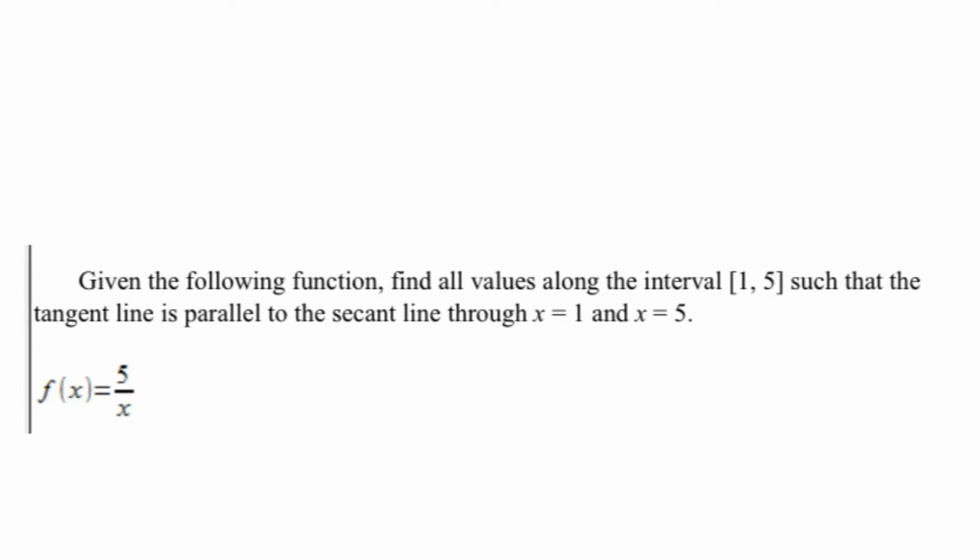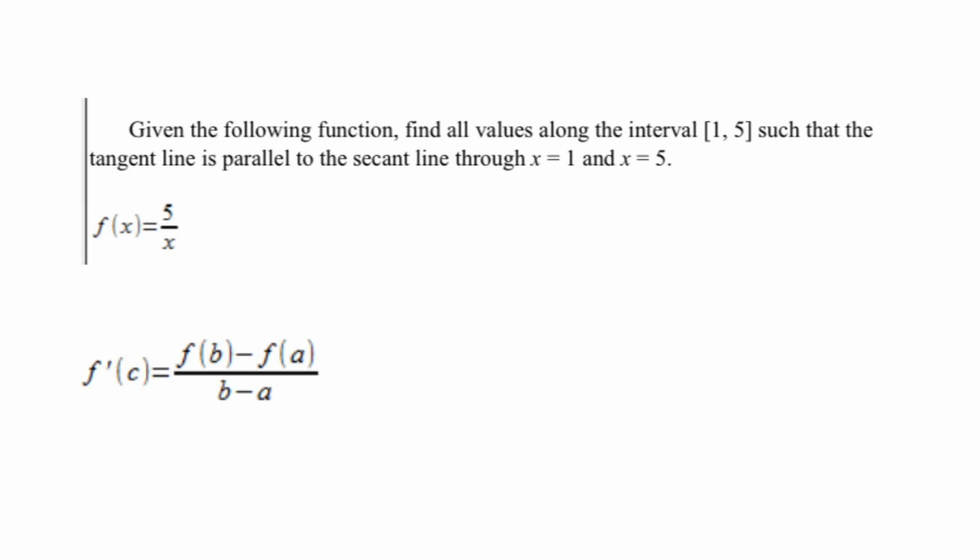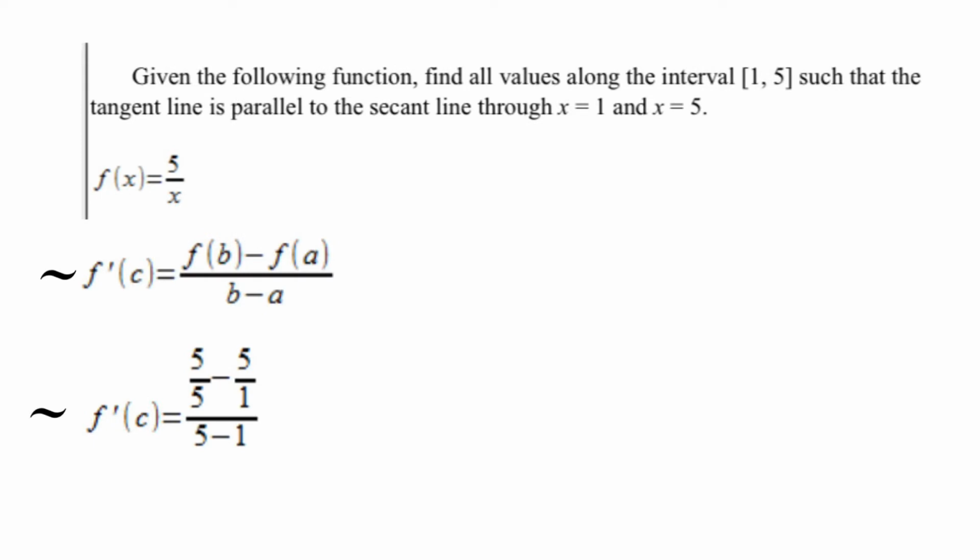The first thing we know is that with this kind of question, we always have to use the MVT. So what we have to do right now is plug the function in. We have the formula, which is (f(b) minus f(a)) all over (b minus a). We know that a is 1, which is given, and b is 5. So we plug them into the function. We get (5 over 5 minus 5 over 1) all over (5 minus 1).